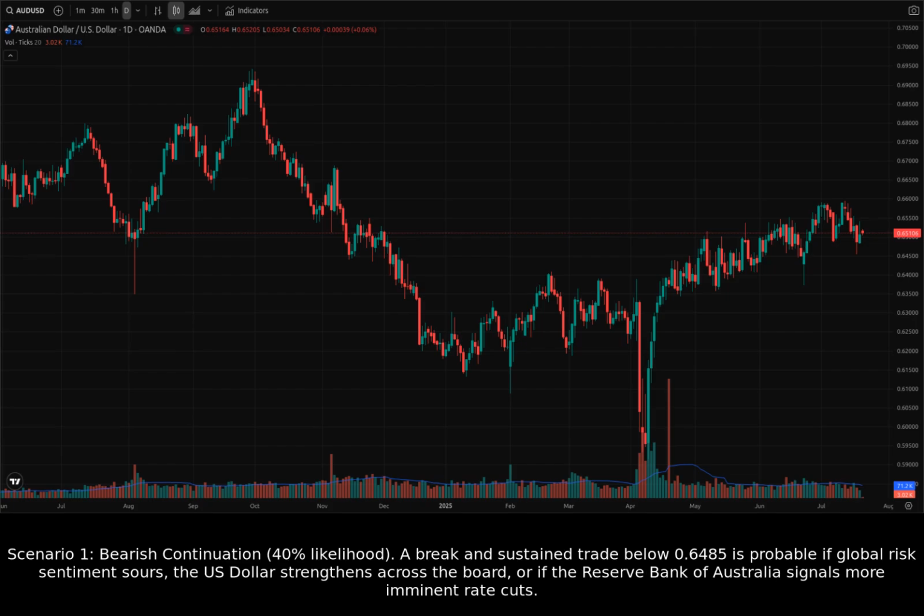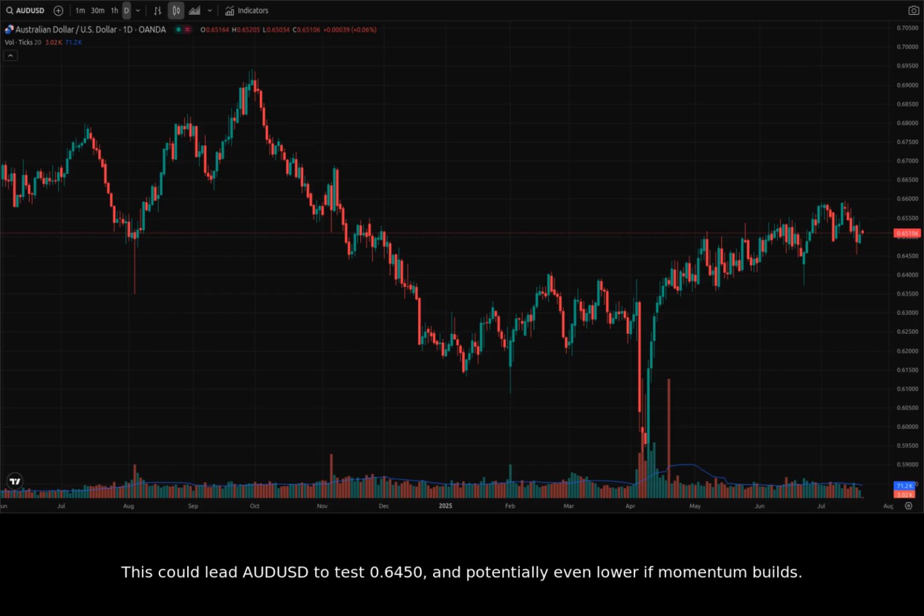Scenario 1. Bearish continuation, 40% likelihood. A break and sustained trade below 0.6485 is probable if global risk sentiment sours, the US dollar strengthens across the board, or if the Reserve Bank of Australia signals more imminent rate cuts. This could lead AUDUSD to test 0.6450 and potentially even lower if momentum builds.